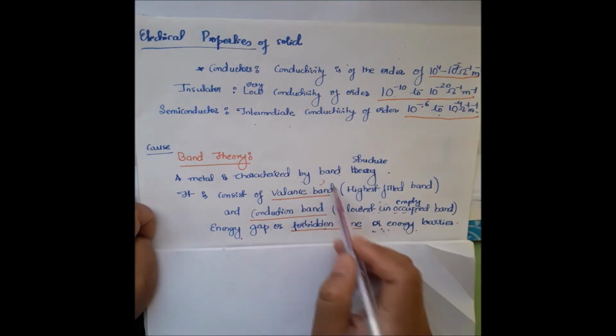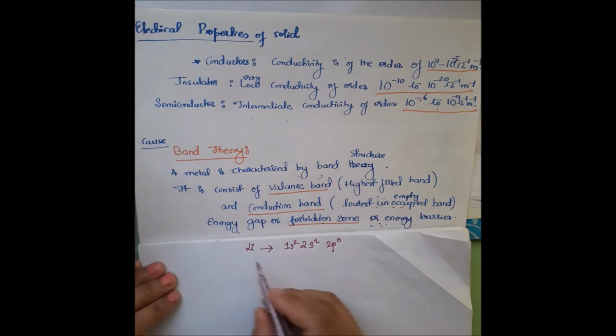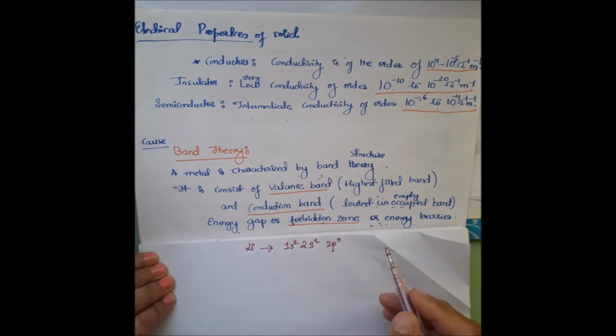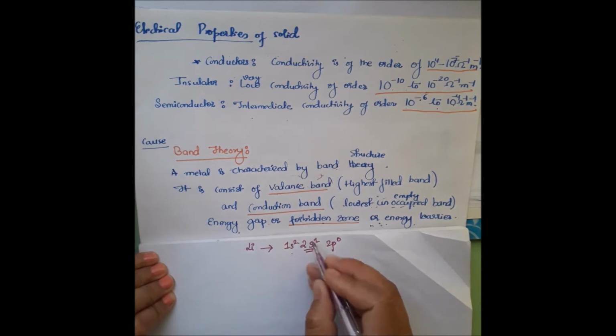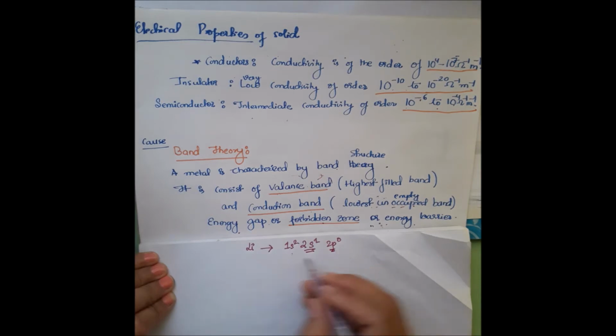So let us see what the valence band and conduction band are. If you see the electronic configuration of the lithium atom, a metal, it is 1s2, 2s1, then 2p0, 3s0. This is the valence orbital, the orbital with the last electron, and this is the first empty, or first unoccupied, orbital.